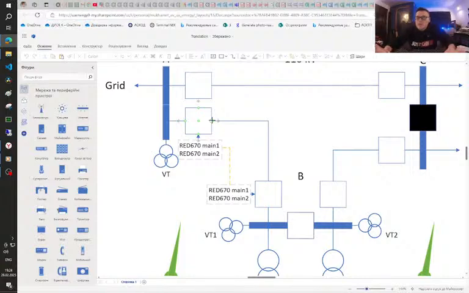Also, in Ukraine, most trips are followed by AR, except for the following functions: breaker failure protection, the SOTF functions, and also system integrity schemes. Trips from these protections are with AR inhibition.